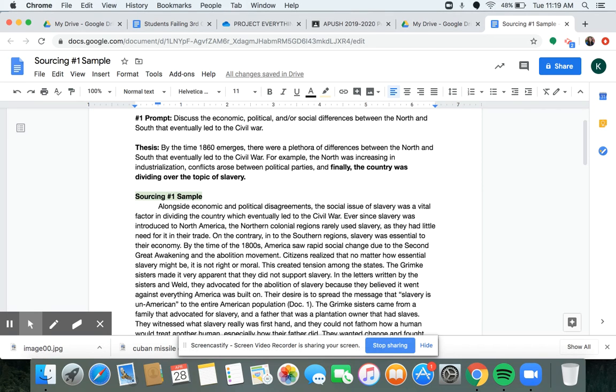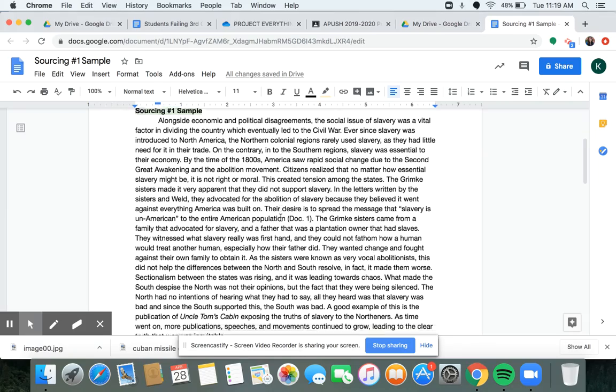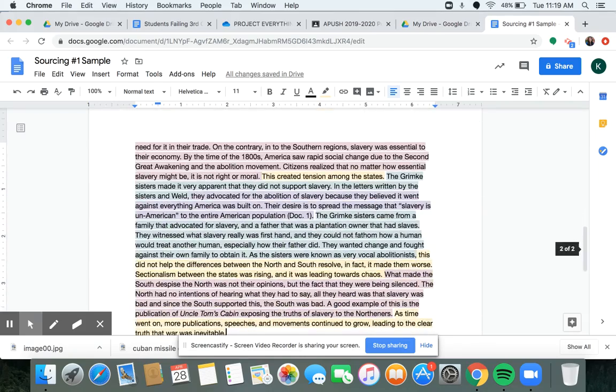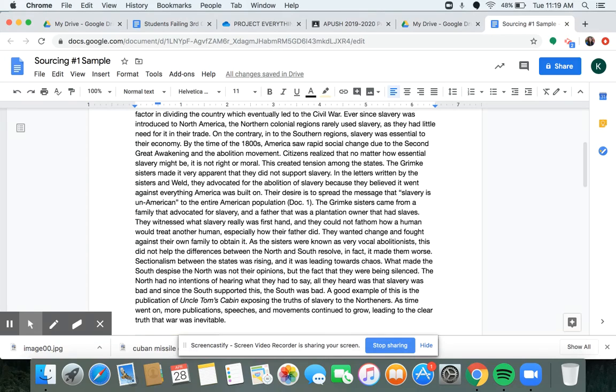Okay? So read this sample to yourself. See what I was talking about with the colors, and hopefully your next sourcing paragraph, and hopefully in your DBQ today, you can do something like this.